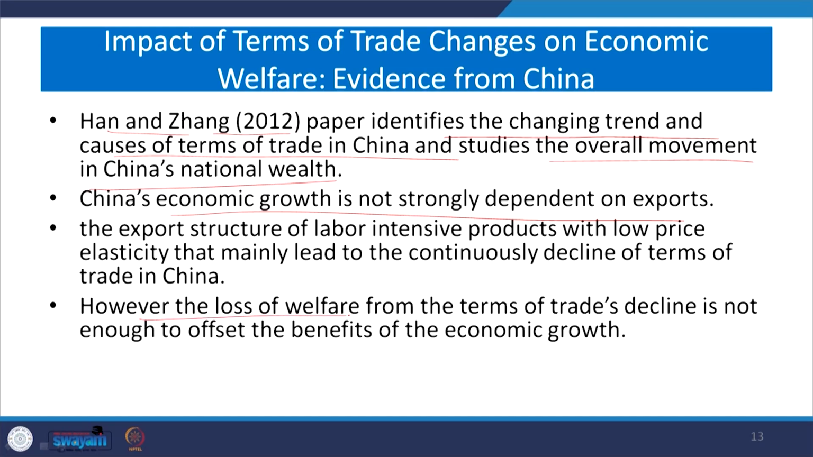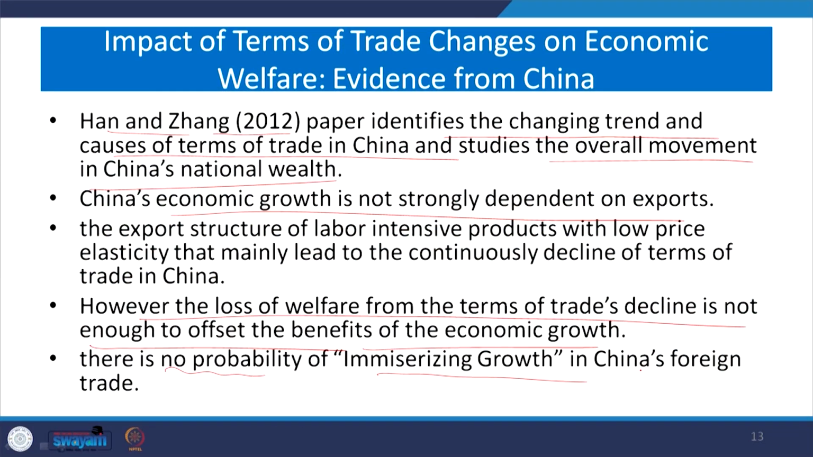However, the loss of welfare from the terms of trade decline is not enough to offset the benefit of economic growth. The economic growth is actually not due only to exports; there are other sources, and domestic fundamentals are very strong. So, it has been clearly mentioned that there is no probability of immiserising growth in Chinese foreign trade. Therefore, we have discussed terms of trade in many forms: in a general equilibrium context, in a partial equilibrium context, we discussed types, determinants and effects. So, I hope you have understood.